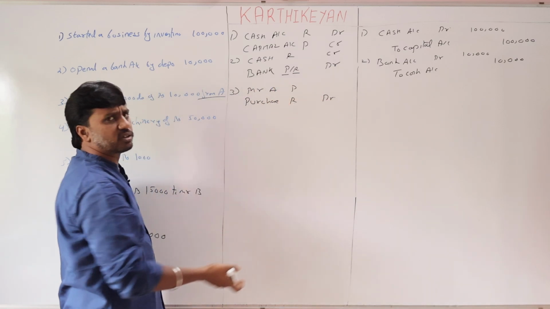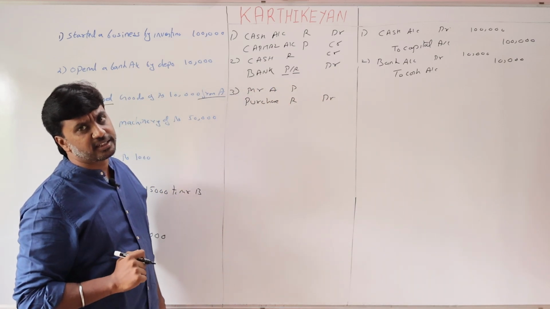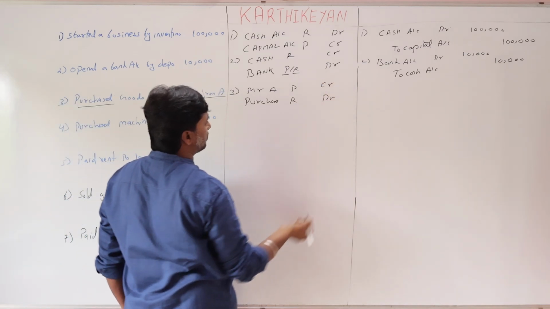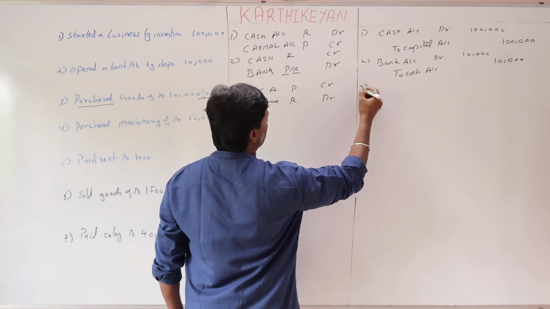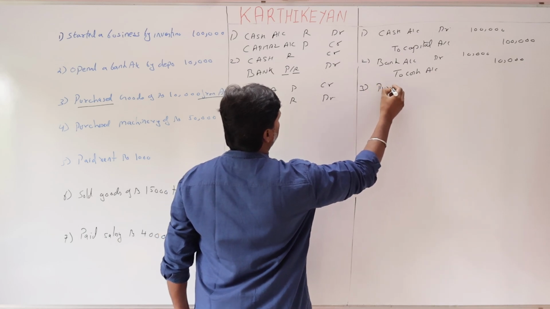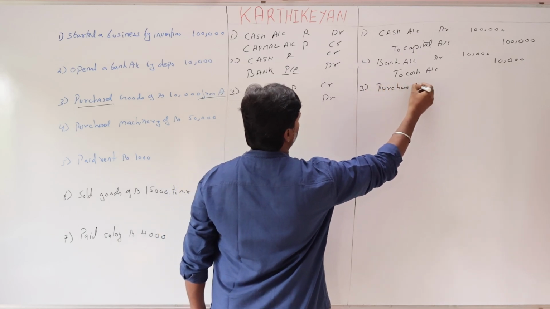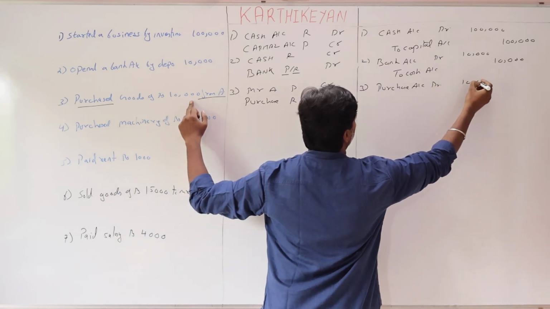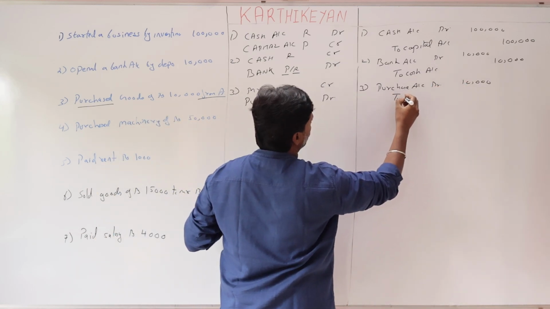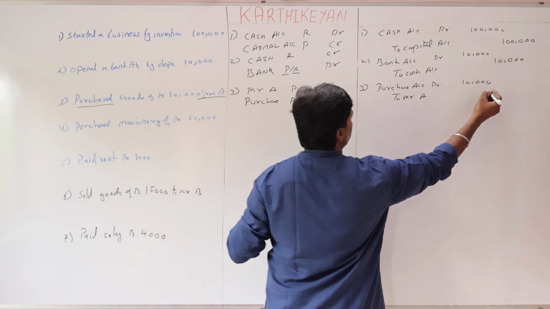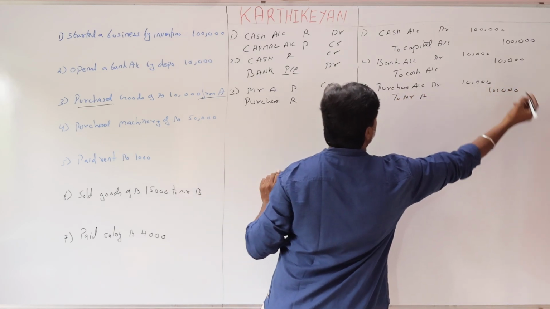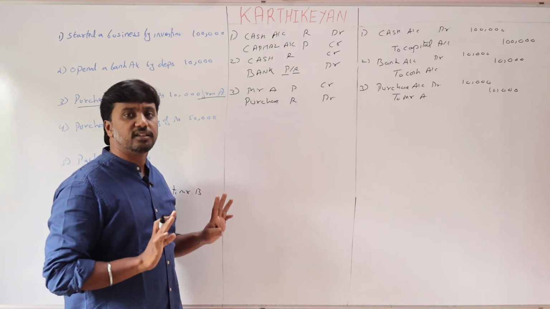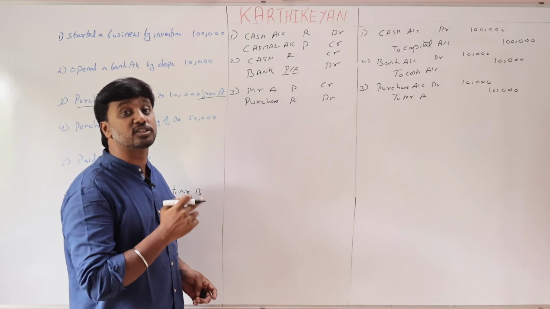Mr. A, personal account: debit the receiver, credit the giver. He is giving me the goods, credit. Journal entry: purchase account debited 10,000 to Mr. A, 10,000. Basic level of journal entries, right? These are basic level journal entries, but the rule does not change.